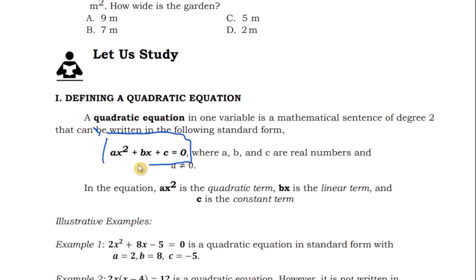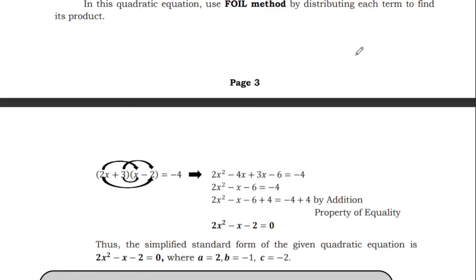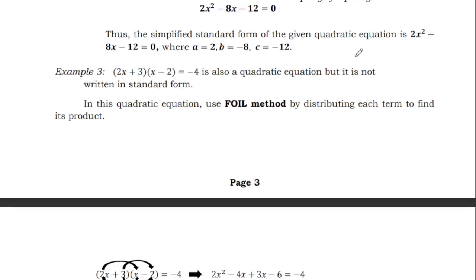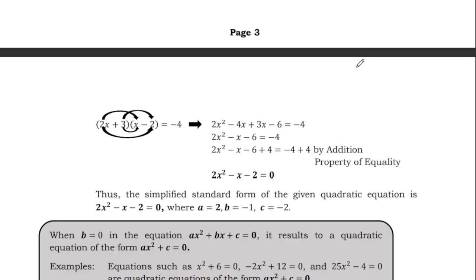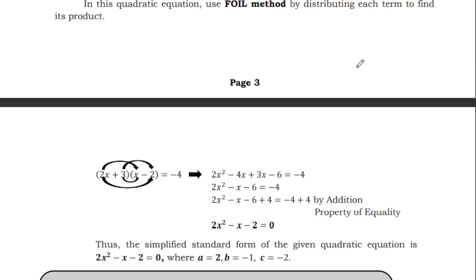So here it goes. In example number 3, since it is not written in the standard form, we look for the standard form by using the FOIL method. 2x times x is 2x squared. 2x times negative 2 is negative 4x. 3 times x is 3x. 3 times negative 2 is negative 6, which is equal to negative 4.